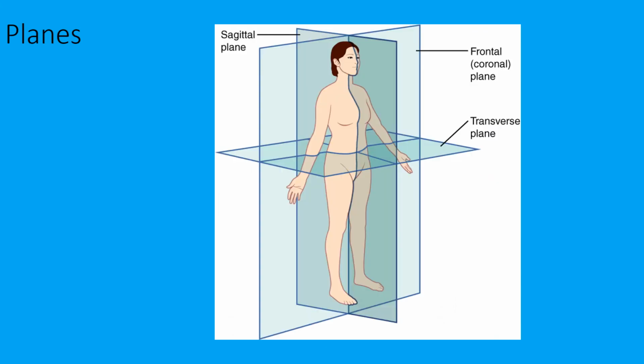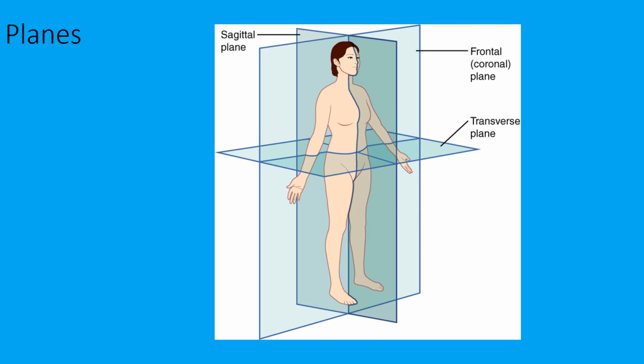There are 3 planes with the body, and it will divide the body as though you do a cut. Oftentimes this is done with CT scans, x-rays, etc., depending on what the doctor's ordered, depending on what you're trying to look for. What information are you trying to gain?